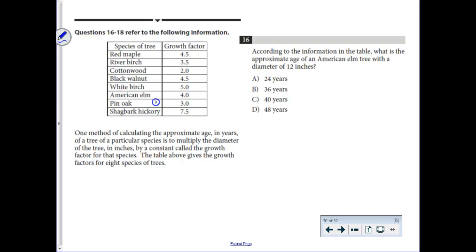All right, so I lied. That wasn't the question I thought it was. Moving on. Oh, I love these. They refer to the same thing over and over again. All right, so this one's about trees.